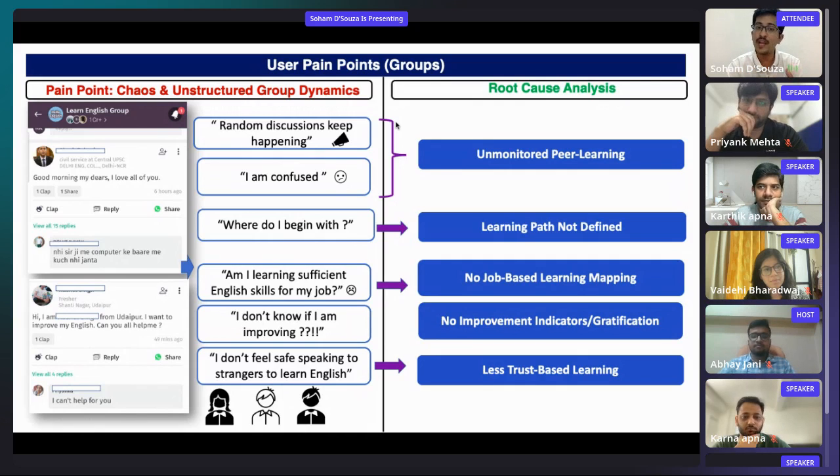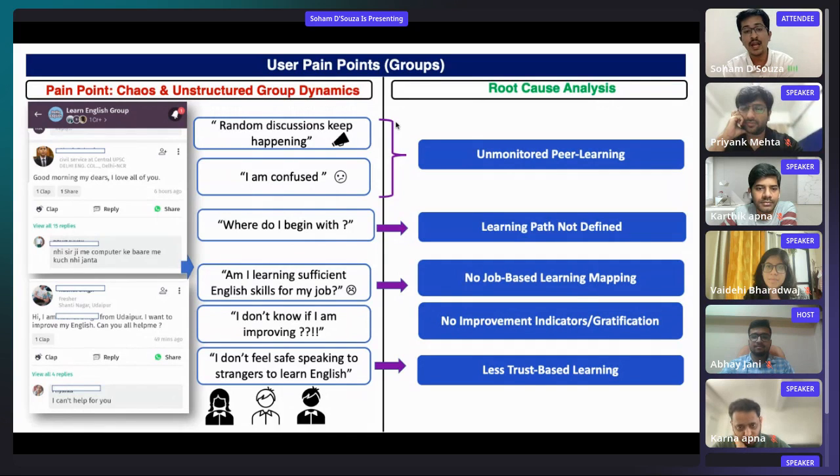People are confused about where to start. They are confused: am I learning sufficient English skills for my job, and am I improving? At certain times they are also feeling unsafe, especially female candidates. Is this the right person to call? Because people are giving random messages like, if you want to learn English, please call me on this. So the pain point which I felt, if I was a person who had to sign up and take a job, is that I'm stuck in a lot of chaos. There are unstructured group dynamics and 1 crore plus people in the groups. That's like a huge number.